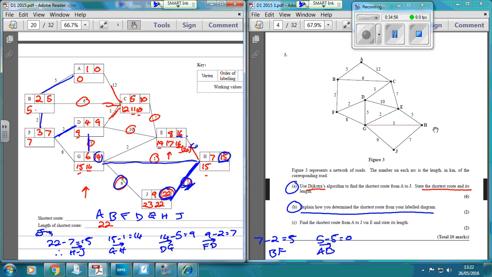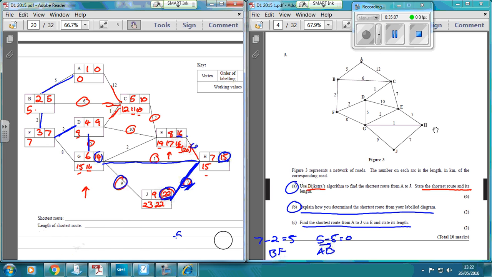The next one says find the shortest route from A to J via E and state its length. Okay, so let's get rid of a bunch of the stuff that we don't need here.